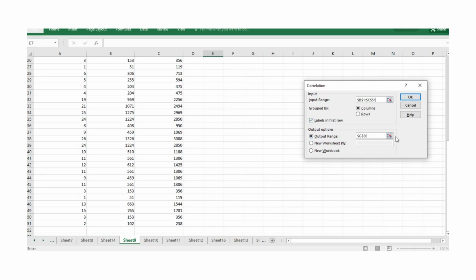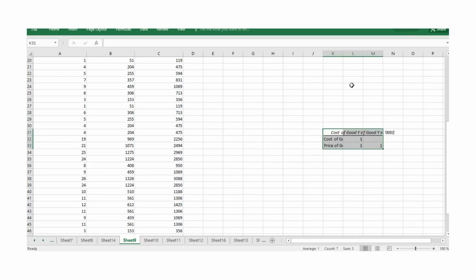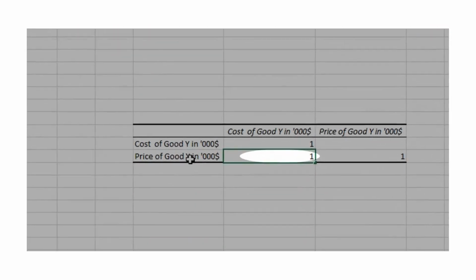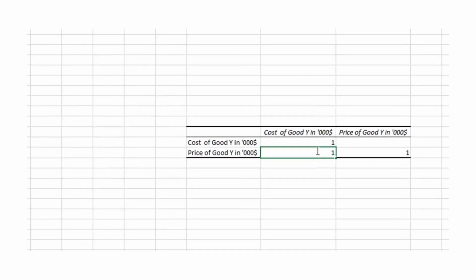So output range, click here. Where do you want your result to be? You can click anywhere. I click this place and that's it. We click OK. We have the result. You can see this is where we have the result of the correlation analysis just carried out. This shows the relationship between the price of good Y and the cost of good Y. This shows a perfect relationship and it's positive.